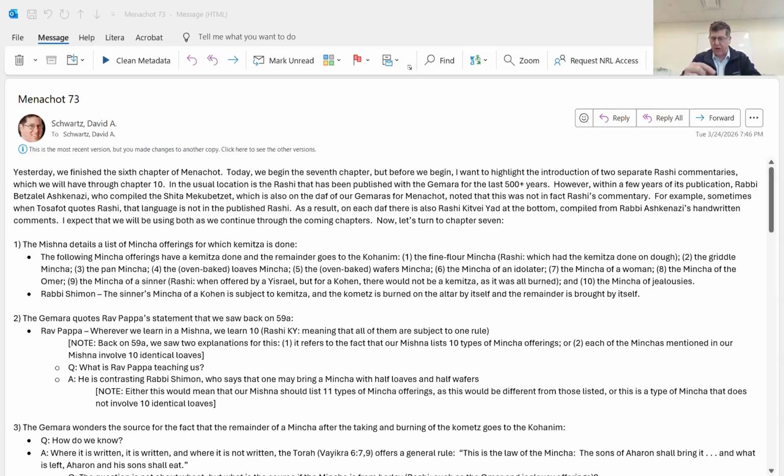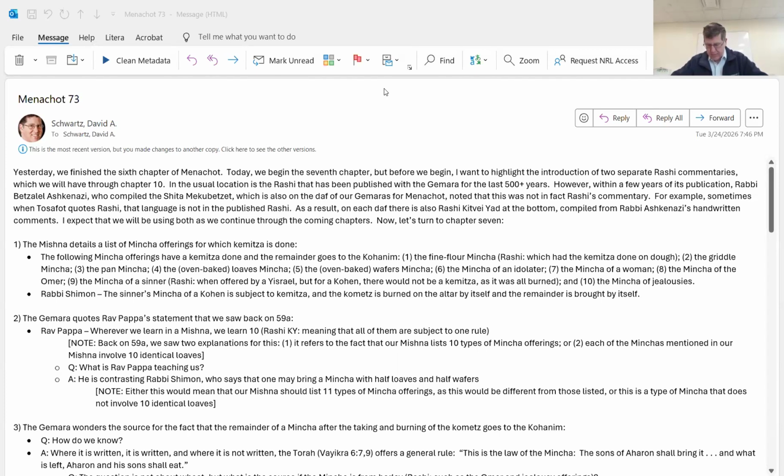Now, a couple of interesting things to note as we start Masechet Menachot, Perek Zayin, the seventh chapter. Specifically, before we begin, you probably will notice if you're looking at the page that suddenly the Rashi on the left-hand side of the page is much smaller than it used to be. That is because what we have on the left-hand side of the page is the Rashi that was published with the Gemara for the last 500 plus years, starting sometime in the early 16th century.